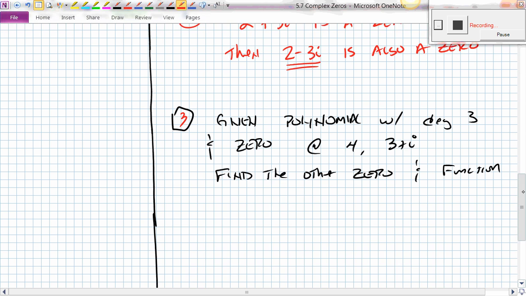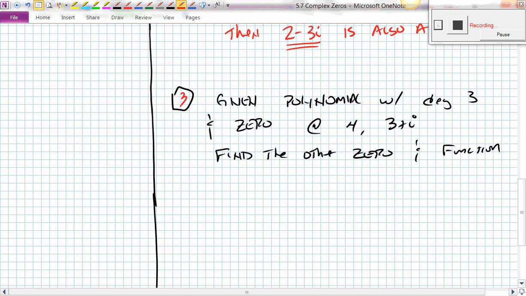So we're going to use that in something that looks like this, number 3. So given a polynomial with degree 3, so that's important. So that tells you that the degree is 3. So we know that we are looking for 3 zeros now. Okay, there's an important part. So if I have a degree of 3, I'm looking for 3 zeros. If I have a degree of 4, I'm looking for 4 zeros, and so on.